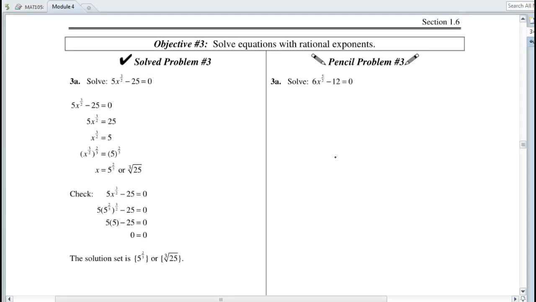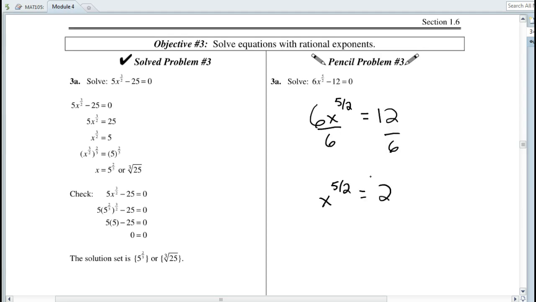This one is actually one we kind of touched on when we did the rational exponents, but let's just go through it. We have 6x to the 5 over 2 power minus 12 equals 0. So move the 12 to the other side, and then let's divide by 6 to make the number smaller. So we end up with an equation that looks like x to the 5 over 2 equals 2.